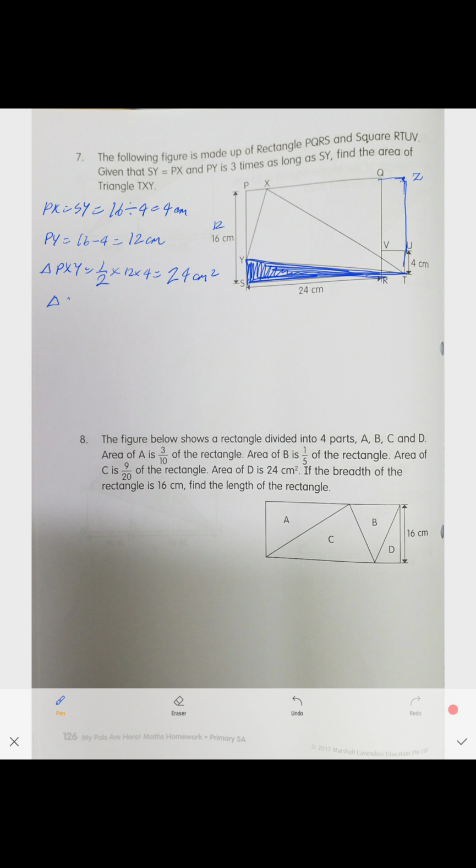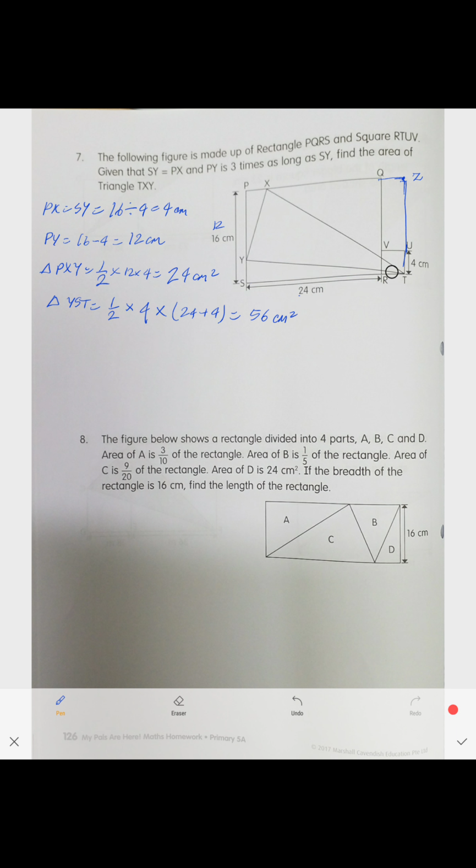Okay, triangle YST is equal to 1/2 times. Now we know that YS is 4, right? And we need to find the height. If this is the base, we need to find a height. This is 24 they give us, and this is the side of the small square, so it is also 4, right? So 24 plus 4. Okay, do your math, and you should get 56 square centimeters.